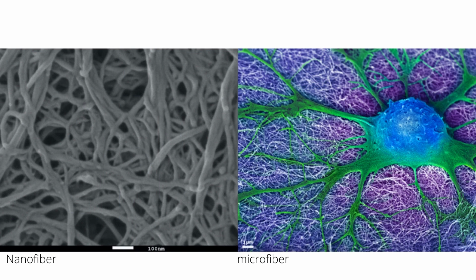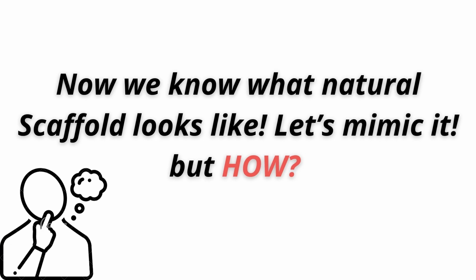In nanofiber scaffold, cells can attach to multiple fibers so they can stretch and be tightly held by the scaffold. The cells elongate and actively migrate in microfiber scaffold. Now we know what natural scaffold looks like. Let's mimic it. But how?